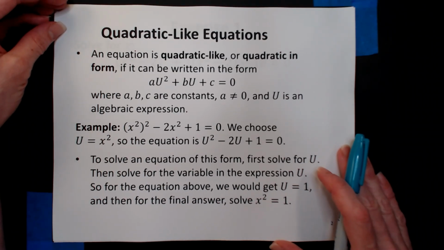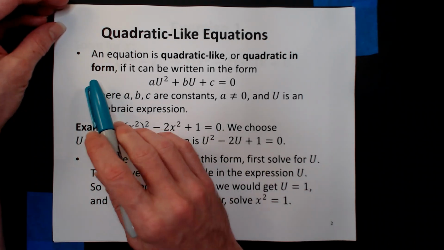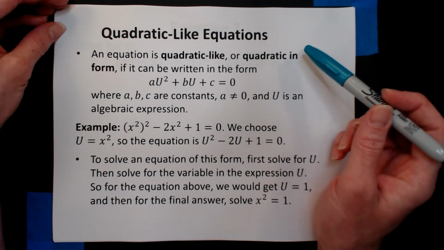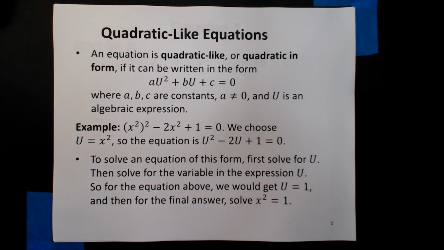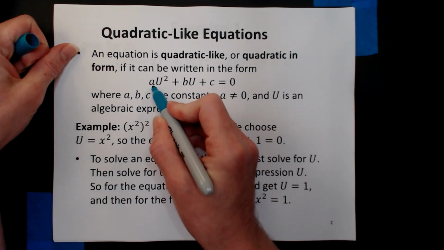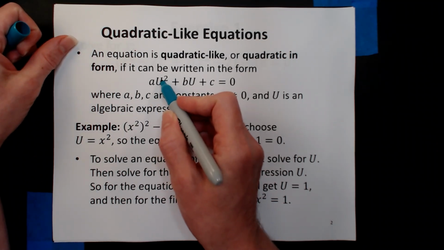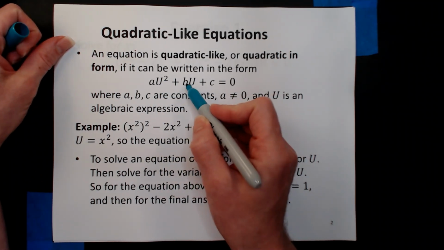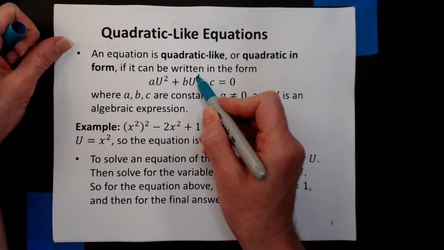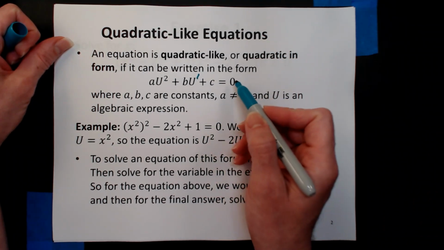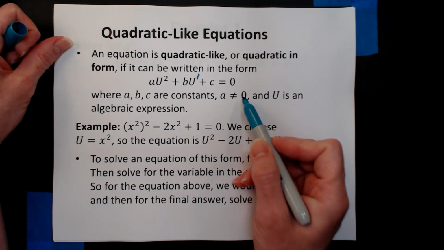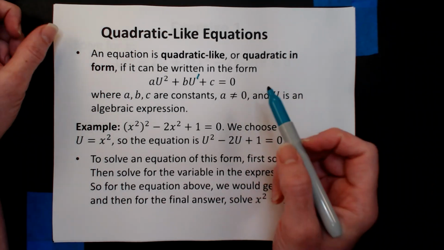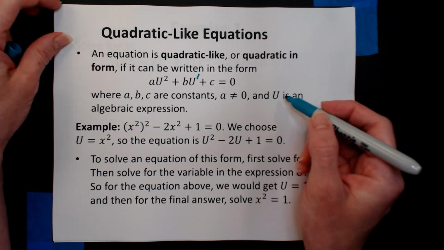So quadratic-like equations. An equation is quadratic-like, or quadratic in form, if it can be written in the form a times u squared plus b times u to the first power plus c equals 0, where a is some leading coefficient. Now, b and c could be 0, but a cannot be, otherwise it wouldn't have that quadratic form. And u is some algebraic expression.